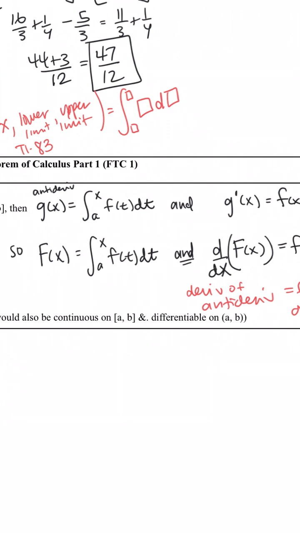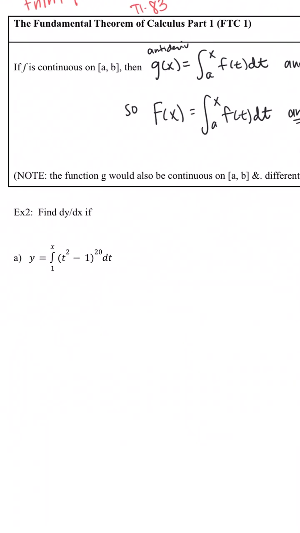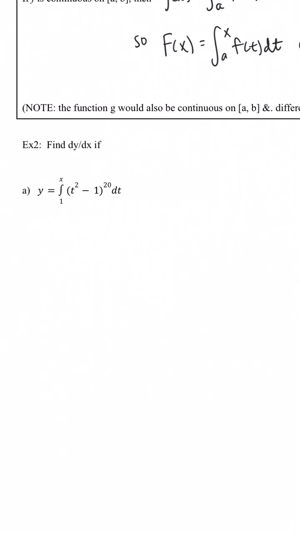Okay, so it says find dy dx if you have this stuff happening. I'm going to show you the long way, and then we'll do the shortcut using fundamental theorem part 1. So the long way is using fundamental theorem part 2, doing it algebraically. And some of you will like this, and that's fine. So we're finding dy dx. So dy dx is going to be d dx, so I'm taking the derivative of both sides here, of the integral from 1 to x of (t squared minus 1) to the 20 dt.